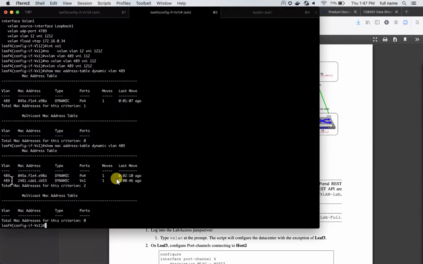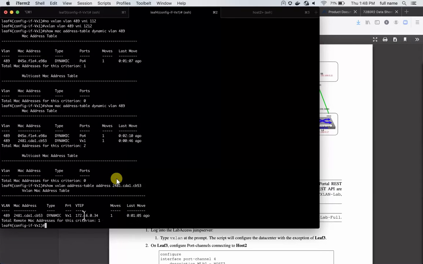On one side, it's VLAN 489. On the other side, it's VLAN 12. And we're still learning that remote MAC address. And if I do a VXLAN address table for that address, it tells me again which VTEP it's connected to. And the VLAN is locally significant. Okay.